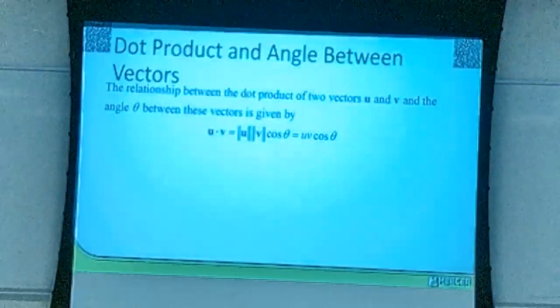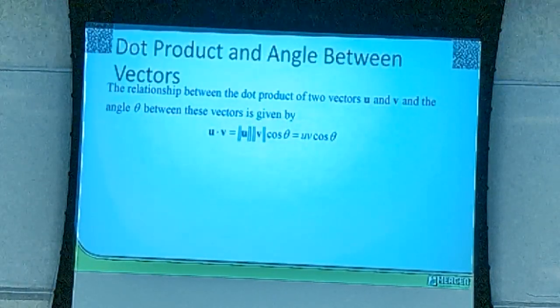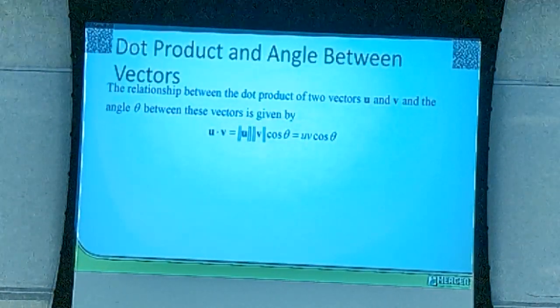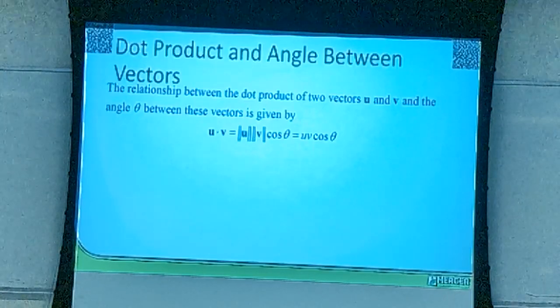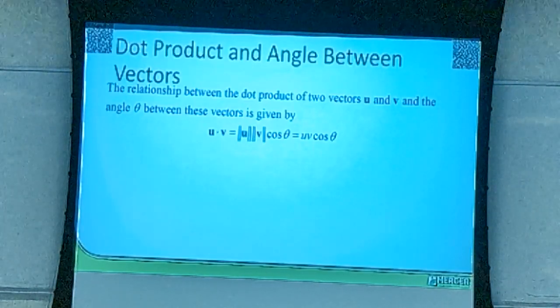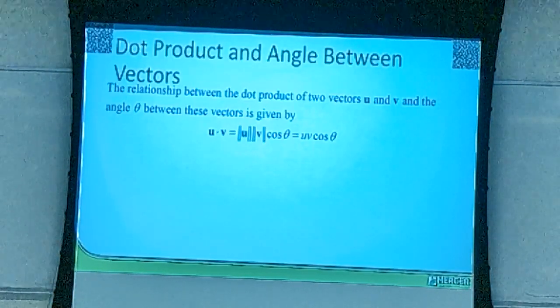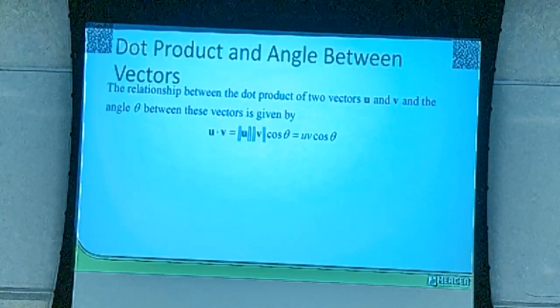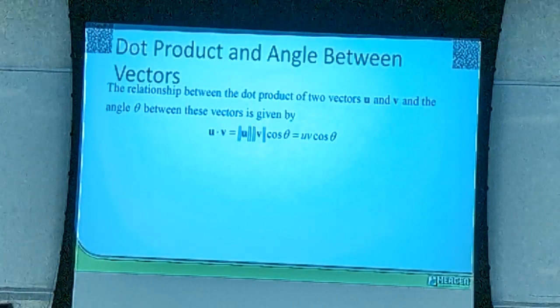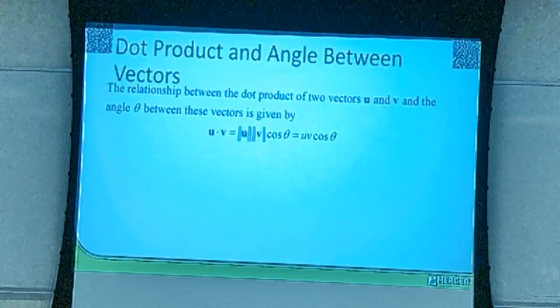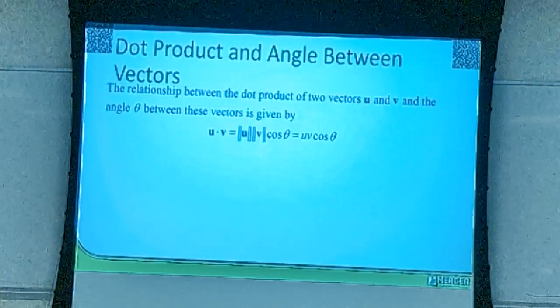So there's a relationship between the dot product and the angle between the vectors. U dot v is the magnitude of u times the magnitude of v times the cosine of the angle between them. If it's not bolded, it's also the magnitude, right? Yes.